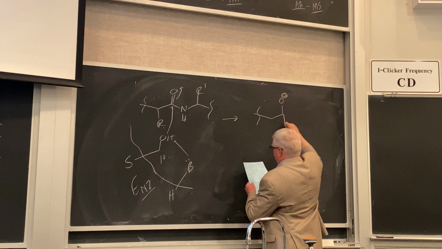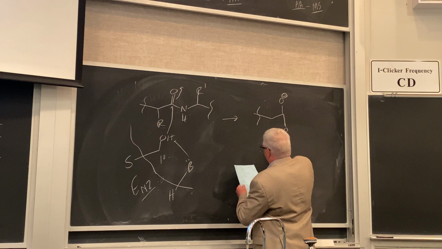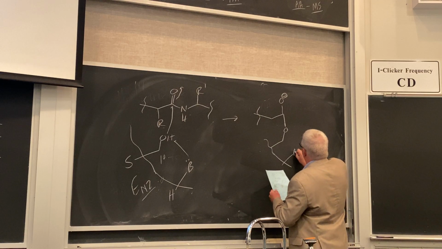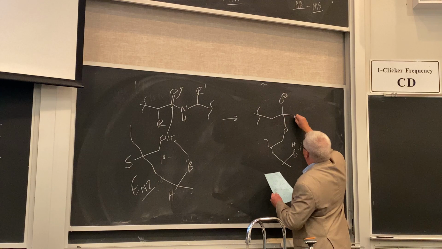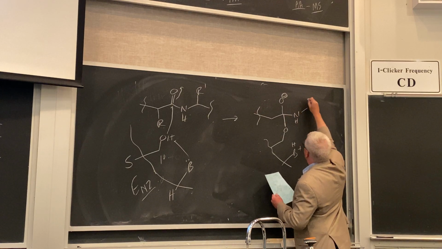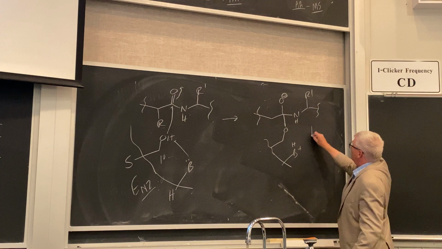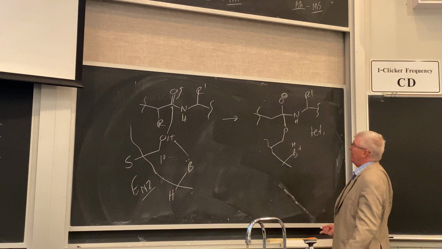So let's see what that tetrahedral intermediate looks like. It's got serine there, okay, and the protonated base, and we've got the rest of the peptide or protein, right? Something like that. So that is indeed a tetrahedral intermediate, right?